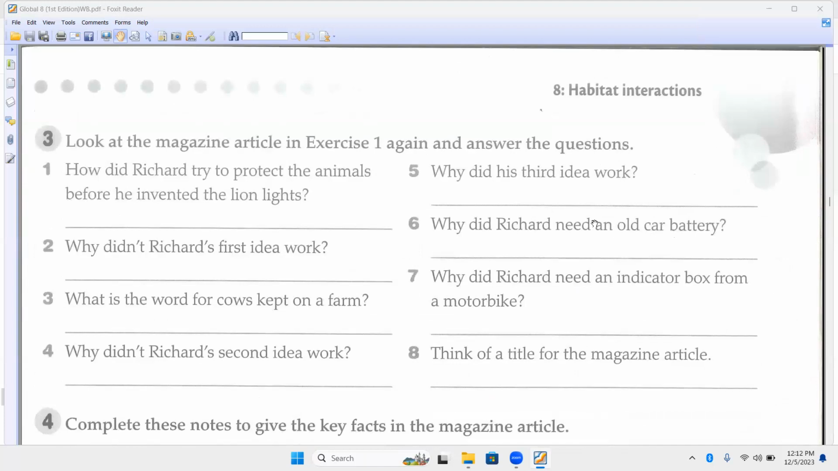Number four. Why didn't Richard's second idea work? Because the lion realized that the scarecrow wasn't a real person. Yes. Where is it? In the first paragraph, yes. You can see the paragraph. They realized the scarecrow wasn't a real person because it didn't move. You need to read near the scarecrow, right? Because the question is related to that. Number five.